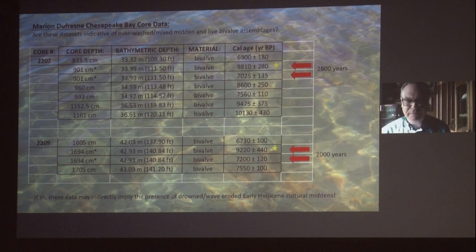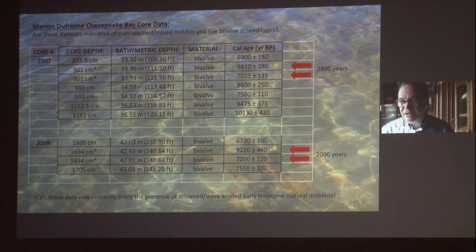This is important because there were two cores in the bay, and Dr. Cronin was involved in these, but there are some kind of indicators. There's two cores at 901 centimeters in this one core. They had two bivalves, and their age difference is about 2,800 years. And in another core, they had two bivalves in the same depth, and their age difference is about 2,000 years.